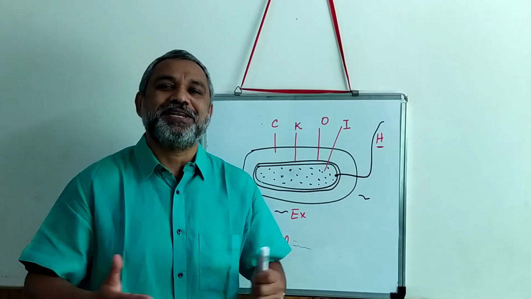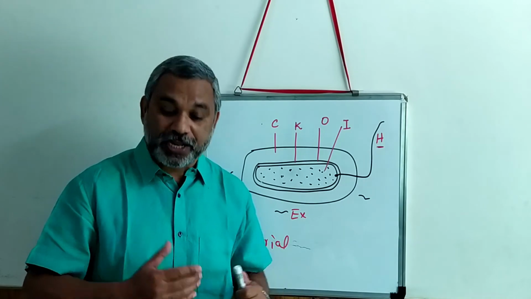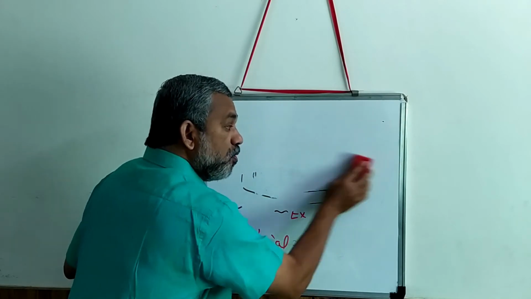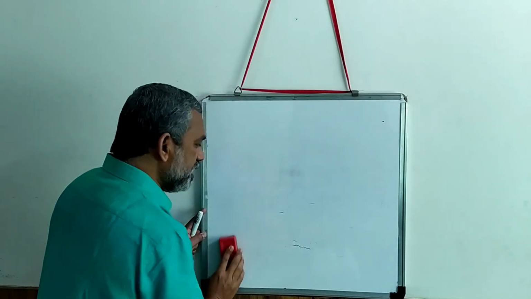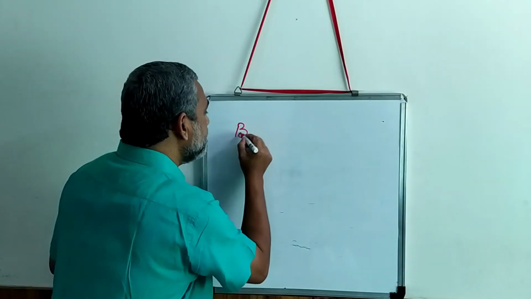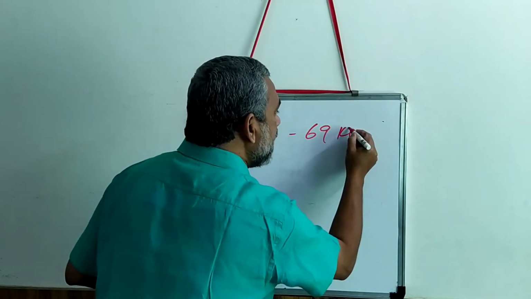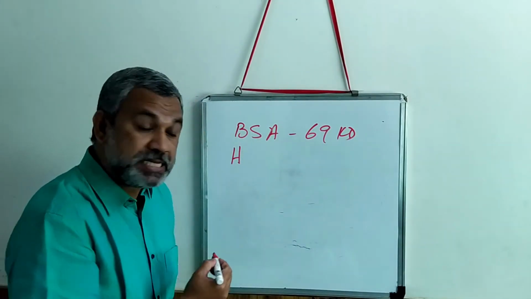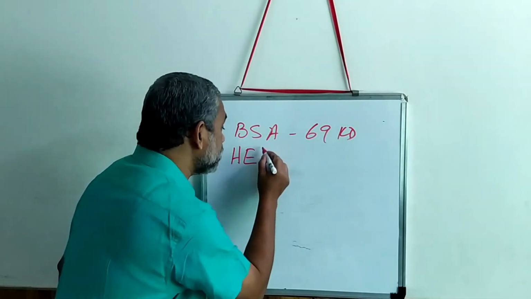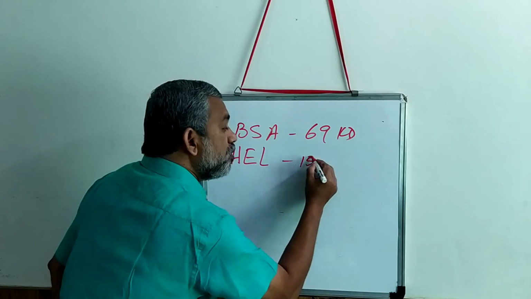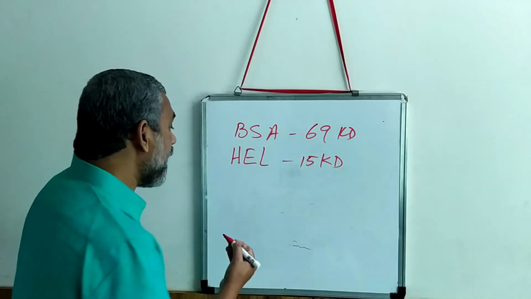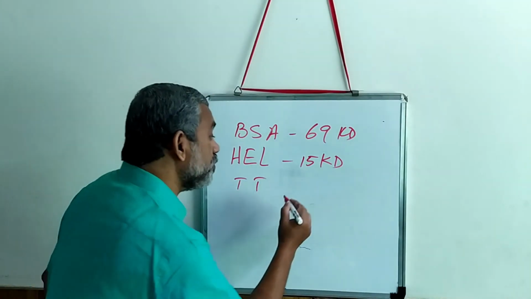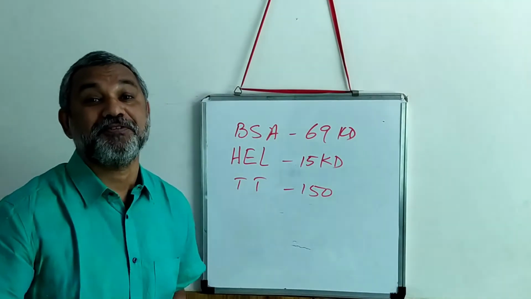Several antigens are used for routine work in laboratories. For example, one of them is bovine serum albumin, BSA, as you know. It is a 69 kilodalton protein. Another antigen which is commonly used is the hen's egg lysozyme. It has a molecular weight of about 15 kilodalton. Another antigen is tetanus toxoid, which has a molecular weight of about 150 kilodalton.